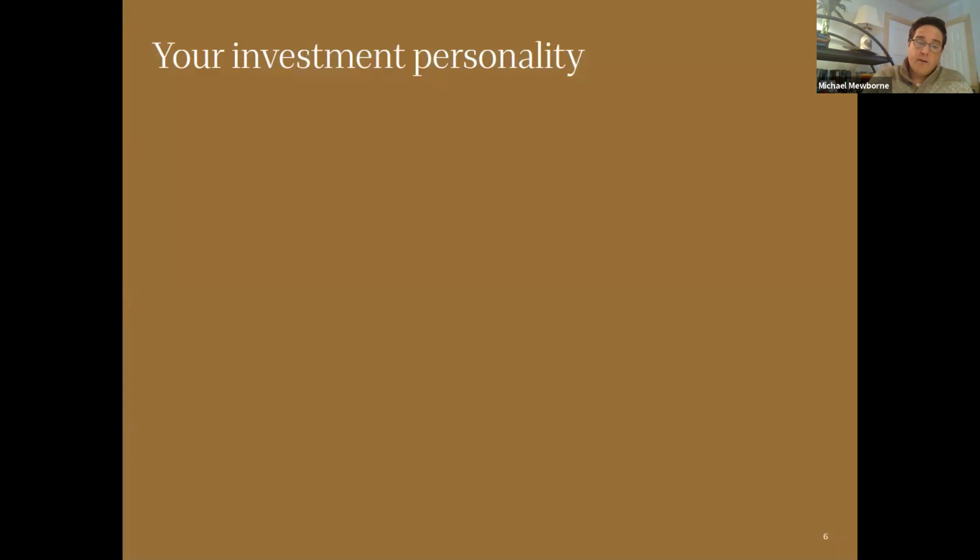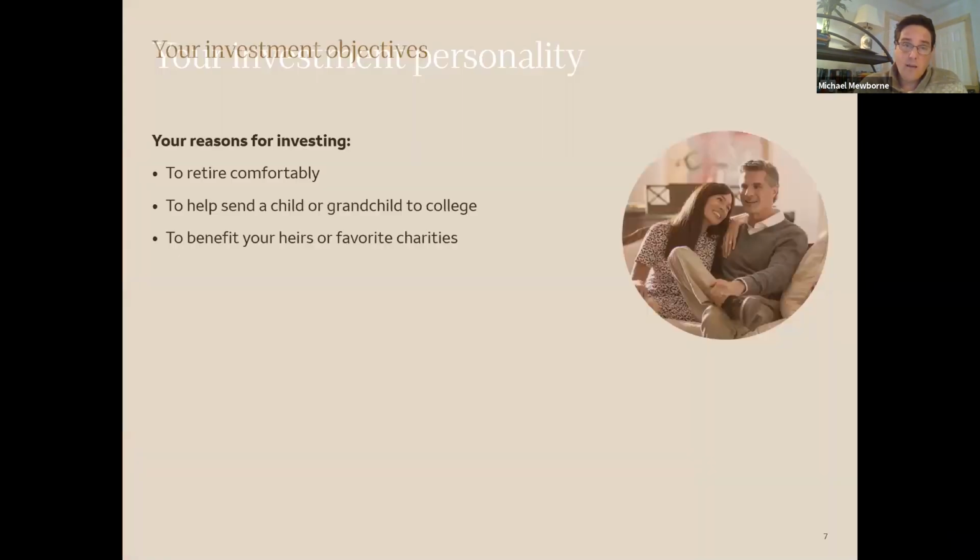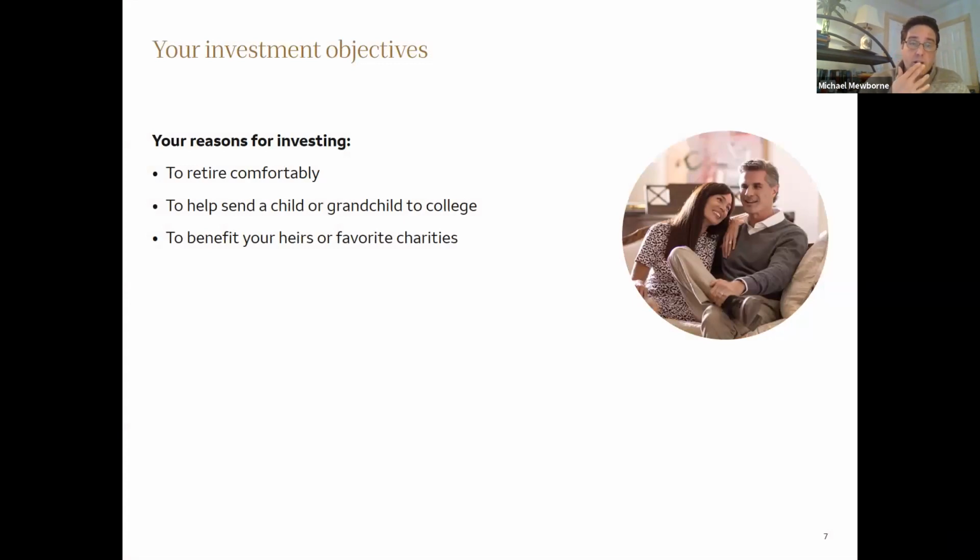So now we're going to talk about your investment personality. This is how we determine how you're going to be able to weather the volatility that we're experiencing right now. Your investment personality is made up of 3 basic things. It's your investment objective, your risk tolerance, and your time horizon. And why are we doing this? Obviously, we want to retire comfortably. Maybe we want to send our grandkids to college. Maybe we want to benefit our charities that we enjoy. These are your objectives. They're nothing more than your reason why you want to invest your money.